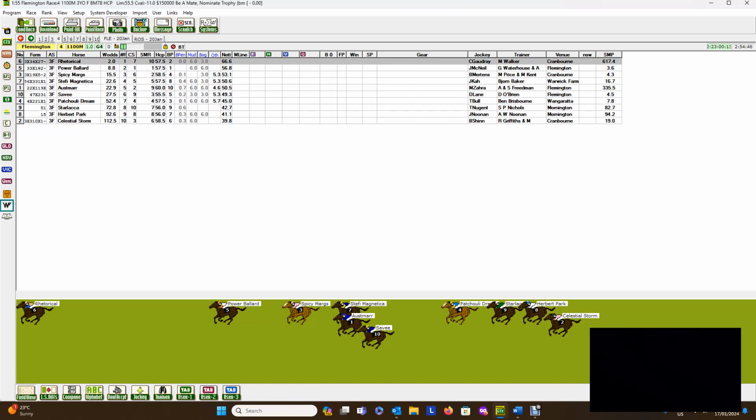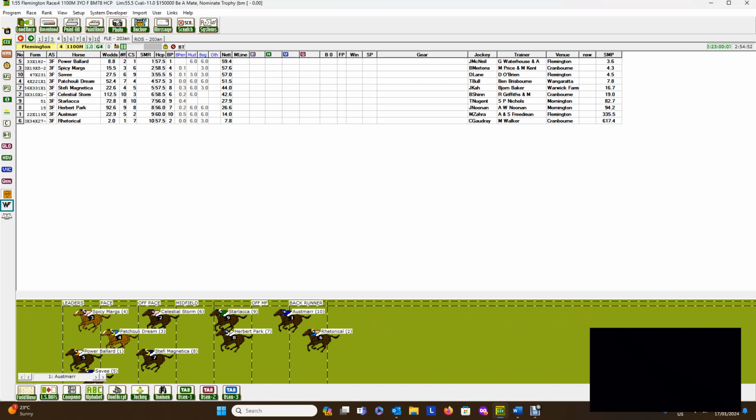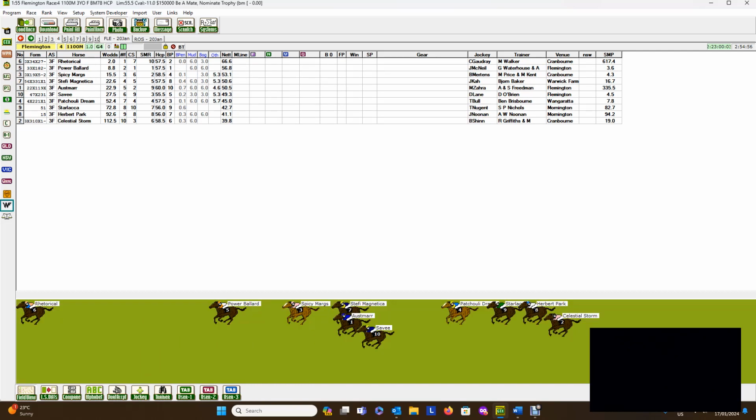Now you might have noticed Rhetorical, even though it looks like it's going to be better there, when you look at the map, it's expected to be somewhere towards the rear. Okie dokie. So these are all the things you can do, and I'll do another particular video for this, but now I'm just going to go quickly through some of the form selections.